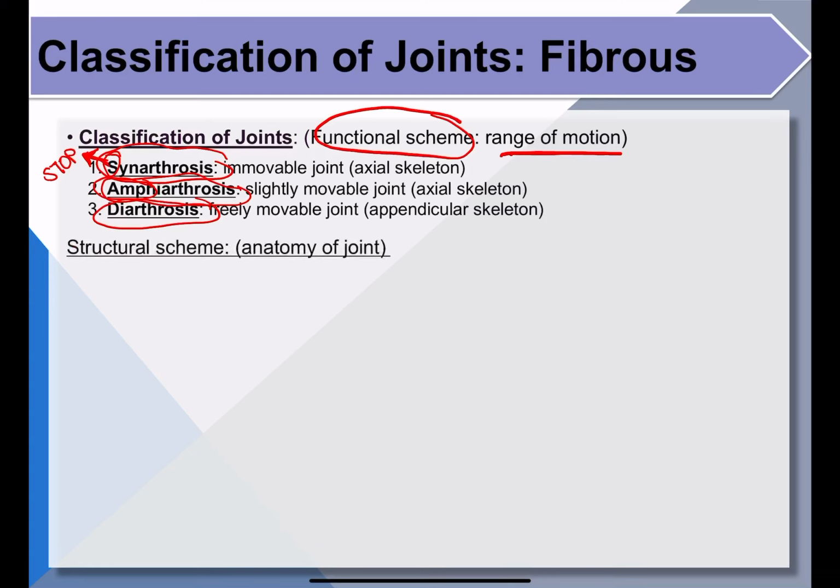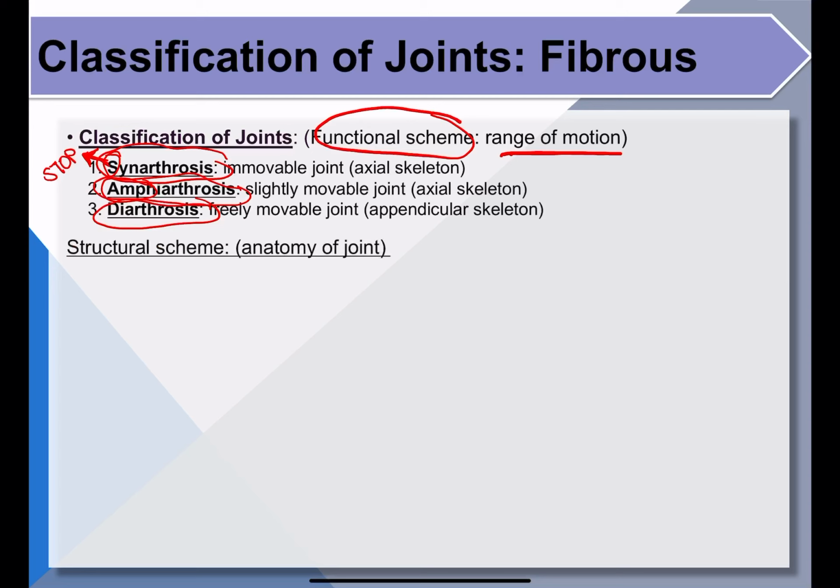Okay, so on to our second scheme. Our second scheme that we use to classify joints is the structural scheme. And structural scheme means something to do with the structure of the joint itself. So the structural scheme contains three main categories along with their specific subcategories. The structural scheme is mostly named for what the joint is made up of, structurally speaking. Are they fibrous? Are they cartilaginous, meaning they're made up of cartilage? Are they made of fibers, or are they made up of something else?